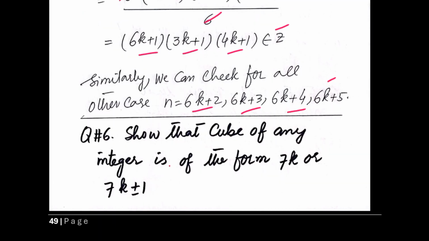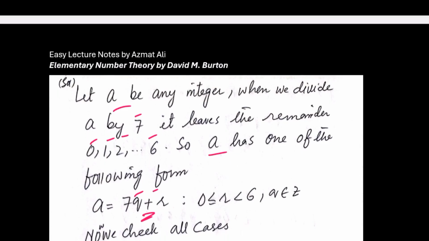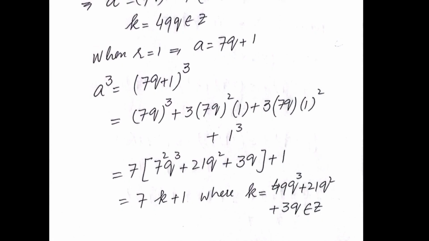Show that the cube of an integer is of the form 7k or 7k plus minus 1. Let a be any integer. When we divide a by 7, it leaves the remainder 0, 1, 2 up to 6. So a has the form a is equal to 7q plus r. This form you can obtain by the division algorithm, where your remainder r is 0 less than or equal to r less than 7. Now we check in all cases that your cube is always of the form 7k or 7k plus minus 1.